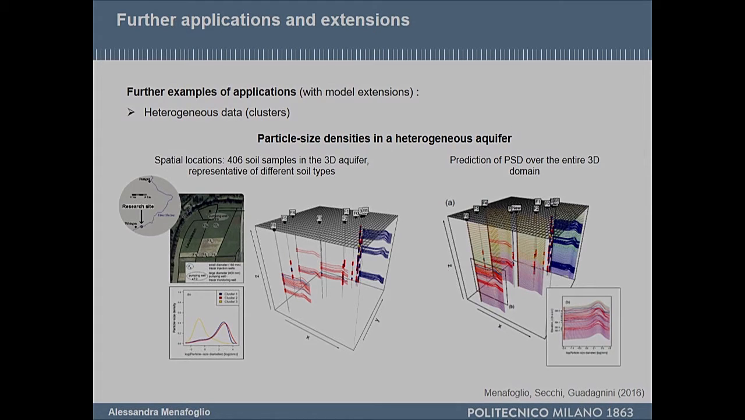Now, some other examples of applications. This is the extension to the three-dimensional case of our study on particle size data. In this case, we need to account for the fact that there are different soil types within the system. So you see we have 3 different soil types, red, blue, and yellow. And we can incorporate this information in our kriging predictor through the drift term and get a prediction of the entire system.